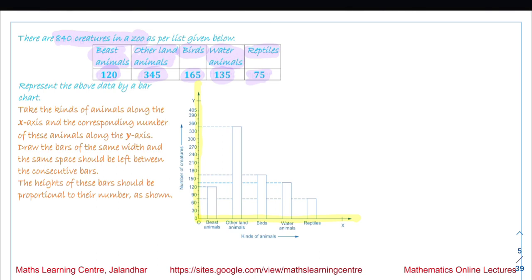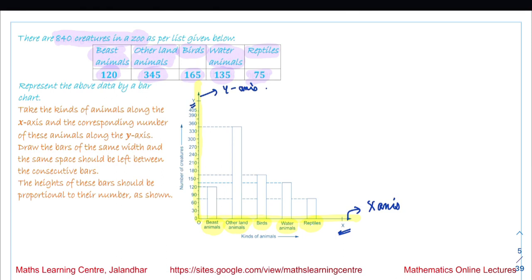Next, this axis we are saying is the x-axis. This we have marked over here, and y represents the y-axis. On the x-axis we have marked these creature types: beast animals, other land animals, birds, water animals, and reptiles. All of these are marked at equal distances.